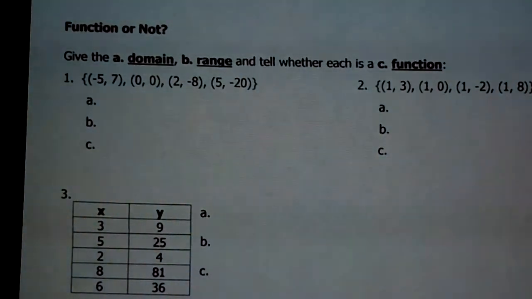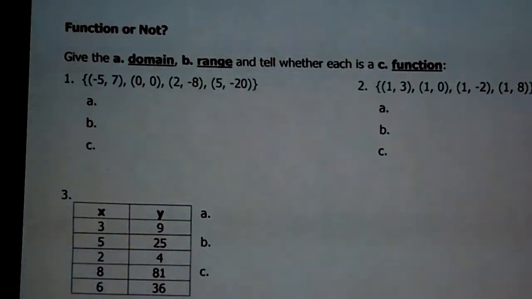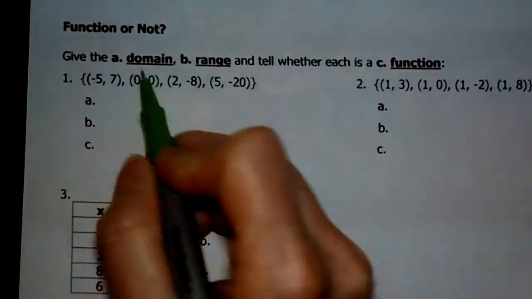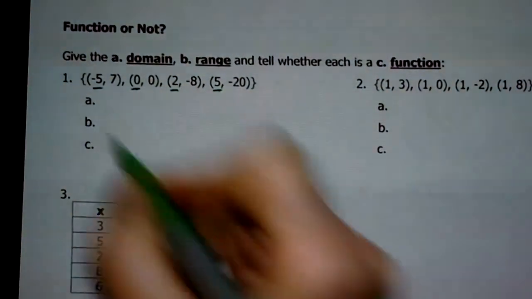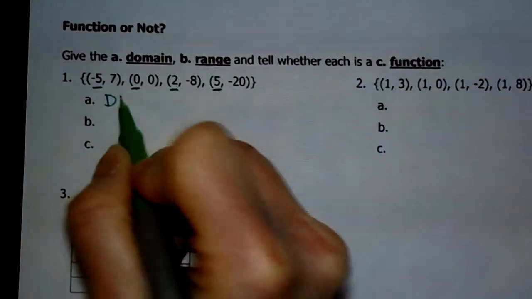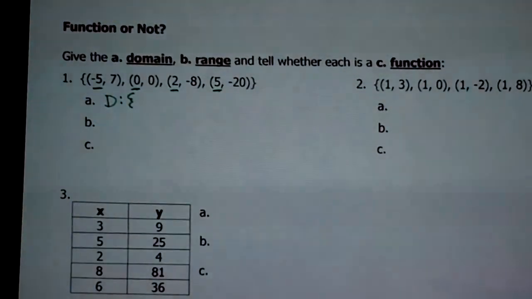I know they're all relations because relations are expressed in ordered pairs and tables and graphs, but I want to know, are these relations functions? All right, so step A, I ask you for the domain. So in looking at this data, remember the domain are all of your x values listed in order. So I'm going to make a capital D and my silly little brackets.